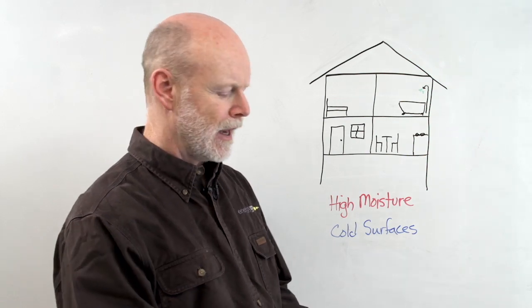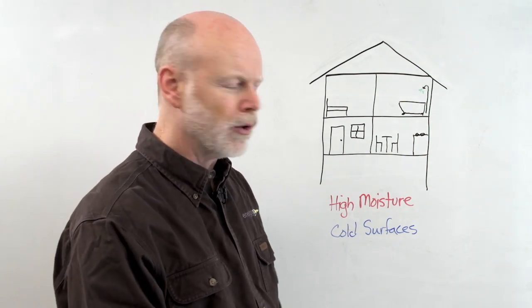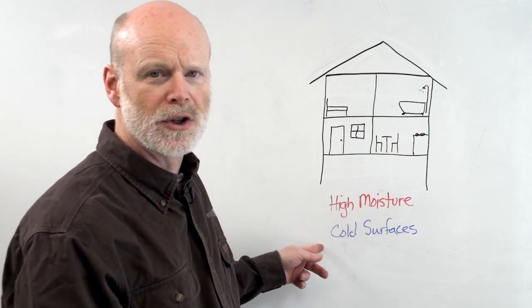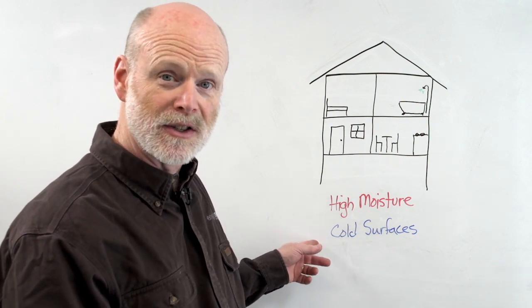Today we're going to talk about mold, particularly mold that occurs inside the home. And two things we need for mold: we need high moisture content in the home, and we need cold surfaces for that moisture to condense on.